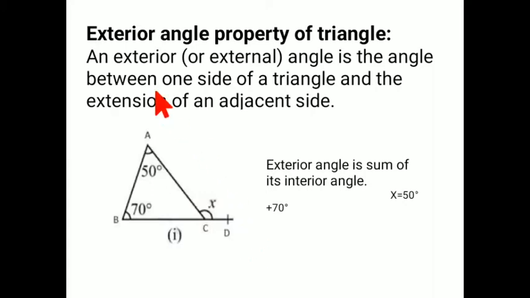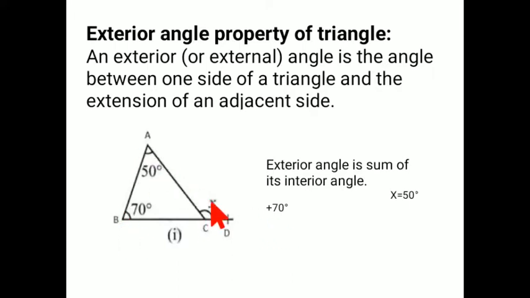I hope you got the idea of the exterior angle and its property. An exterior angle or external angle is the angle between one side of the triangle and the extension of an adjacent side. So this is the extension of the adjacent side.